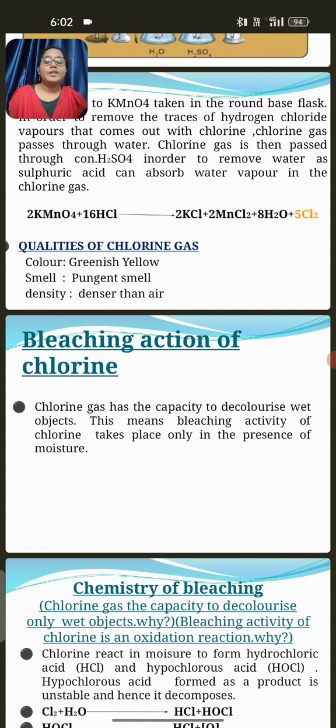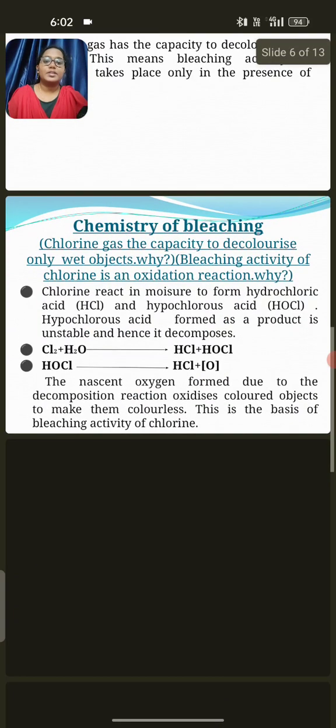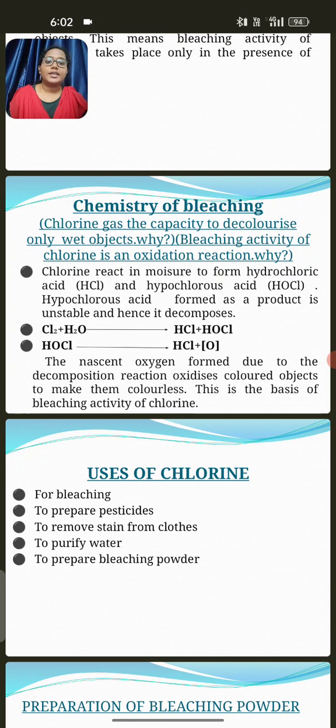Then we will discuss in detail the chemistry of bleaching. It can also be asked as questions like: chlorine gas has a capacity to decolorize only wet objects. Why? Or otherwise, the bleaching activity of chlorine is an oxidation reaction. Why? So we will discuss the chemistry of bleaching. We earlier said that chlorine has the capacity to decolorize only wet objects, that is, it acts only in the presence of moisture.